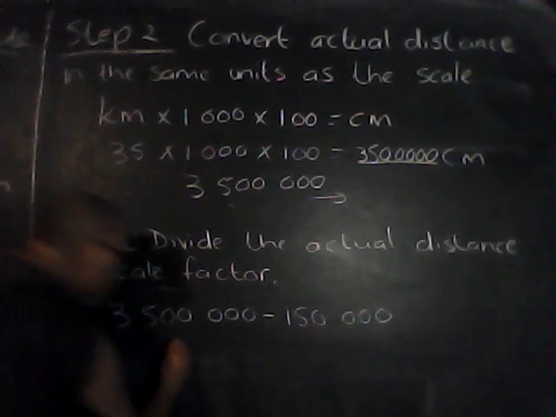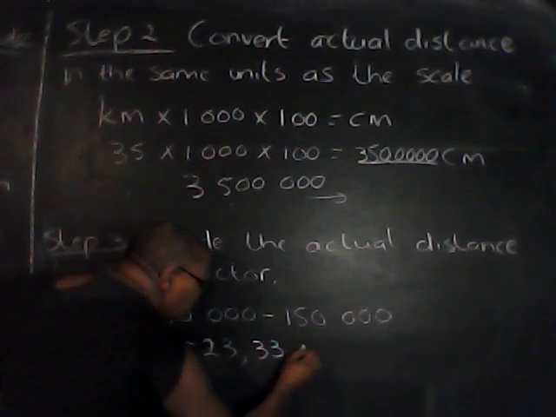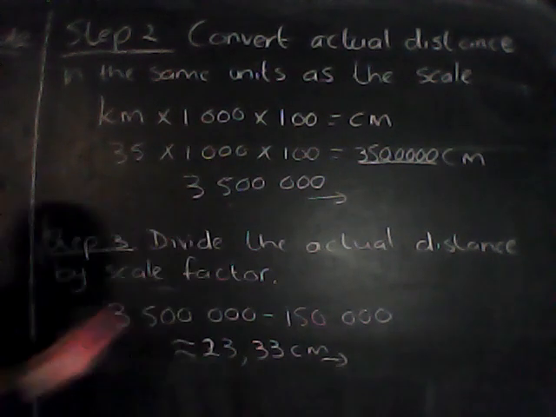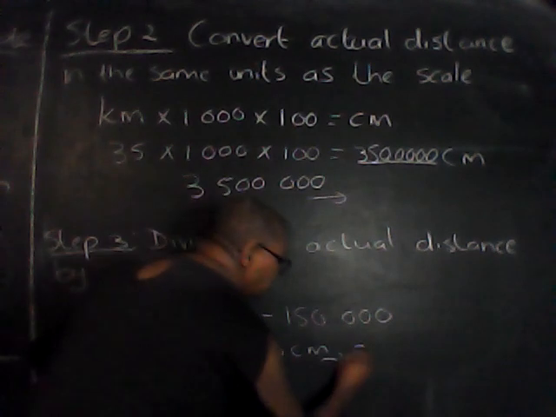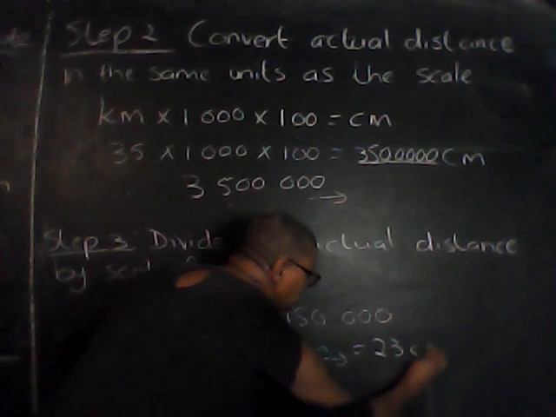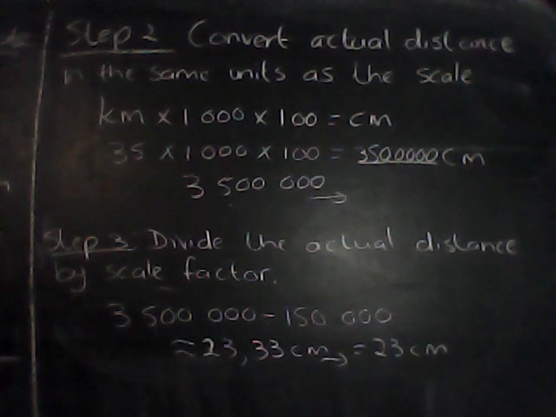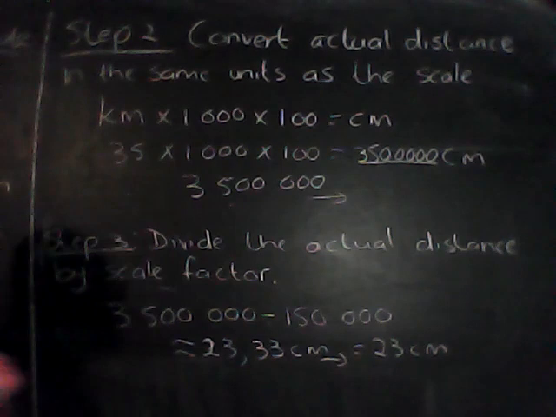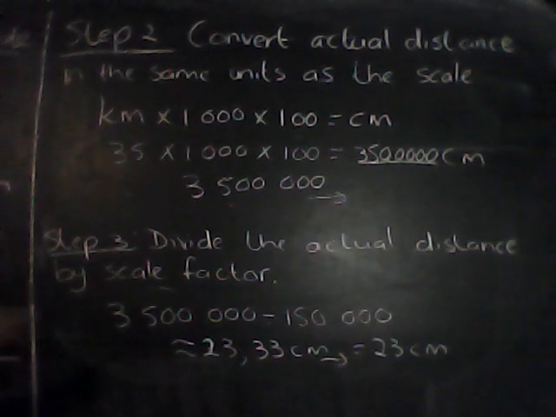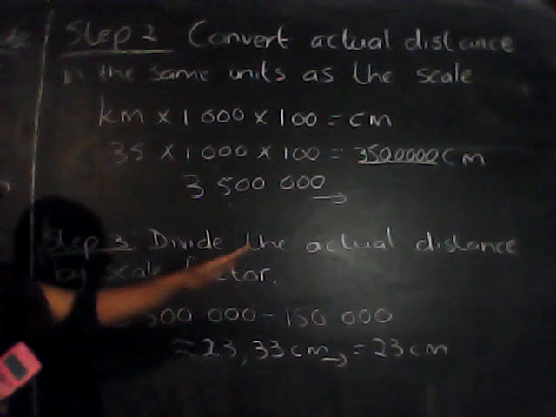That leaves us with an approximate value of 23.33 centimeters. Now, if you were going to round this up or down, you would actually just get 23 centimeters. So it would be 23, and this is why we say it's an approximate value. So when we converted this to centimeters, our approximate value for the distance on the map would be 23 centimeters.